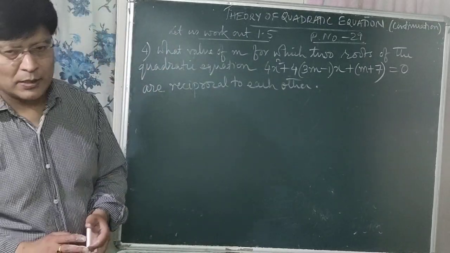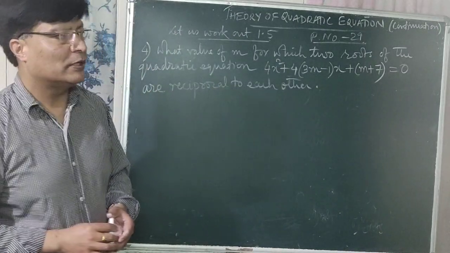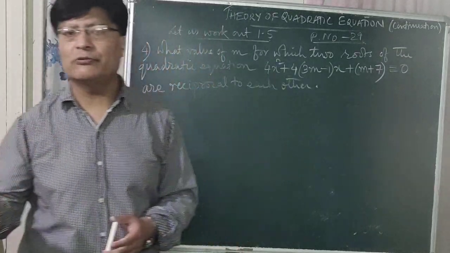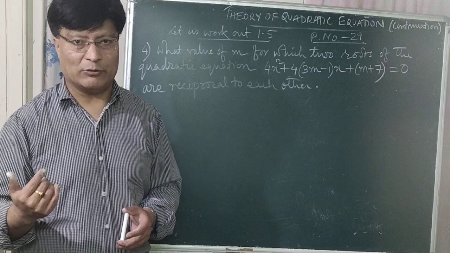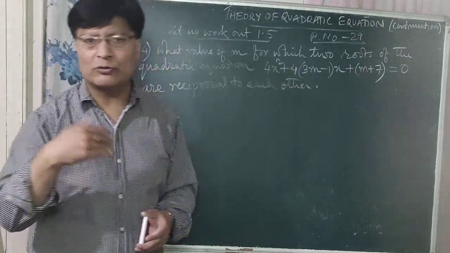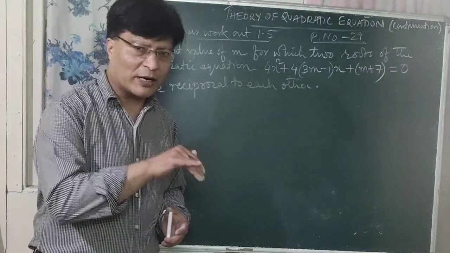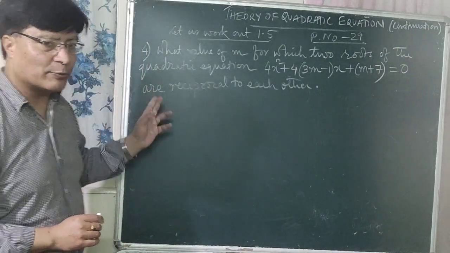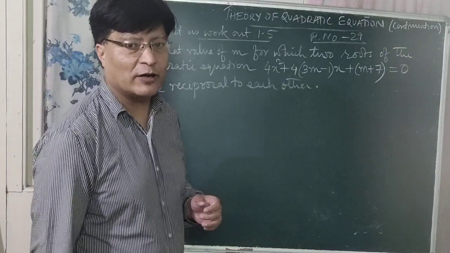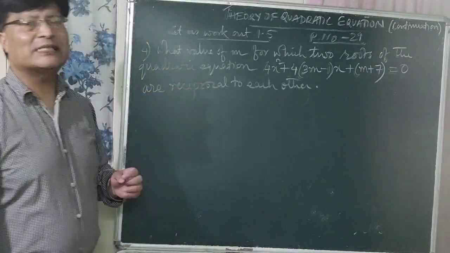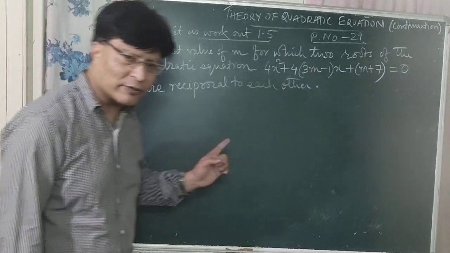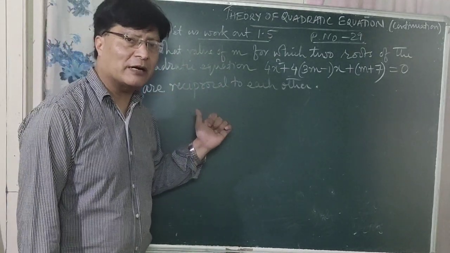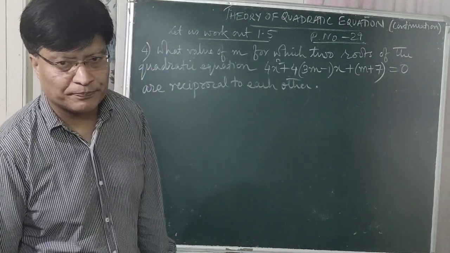to each other. Reciprocal भने के बुझ्छौ? Reciprocal भनेको चाहिँ कुनै एउटा रुट अल्फा हो भने अर्को रुट के हुन्छ? 1 upon अल्फा. ठीक उल्टा हुन्छ. एउटा रुट 5 हो भने अर्को रुट के हुन्छ? 1 upon 5. एउटा रुट 1 upon 5 छ भने अर्को रुट के हुन्छ? 5, like that. The two roots are reciprocal to each other. So you have to get the value for m. So now in this case, you have to find out the value of m for which the two roots of the given quadratic equation are reciprocal to each other.